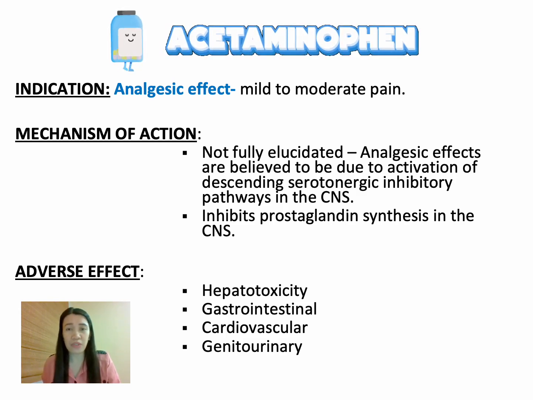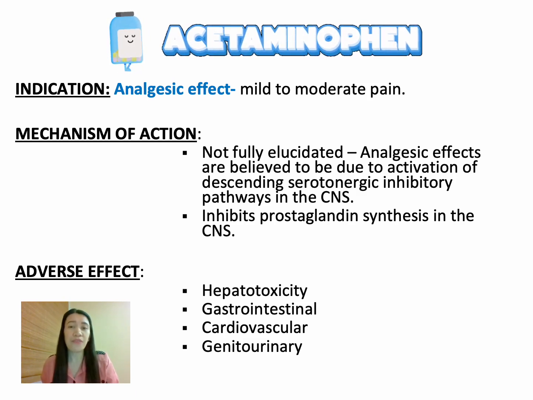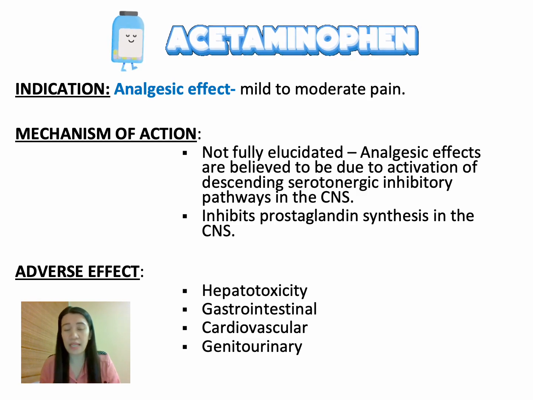Its mechanism of action is not fully elucidated. However, it is widely accepted that the analgesic effect of acetaminophen is mediated through the CNS. Adverse effects of acetaminophen include hepatotoxicity, as I just mentioned earlier. Also, it can cause nausea, vomiting, and abdominal pain. With regular use of acetaminophen, it may cause hypotension and palpitation. For the genitourinary system, acetaminophen is associated with significant risk of newly developing renal impairment in adults. And with large doses, dizziness, excitement, and disorientation may occur.